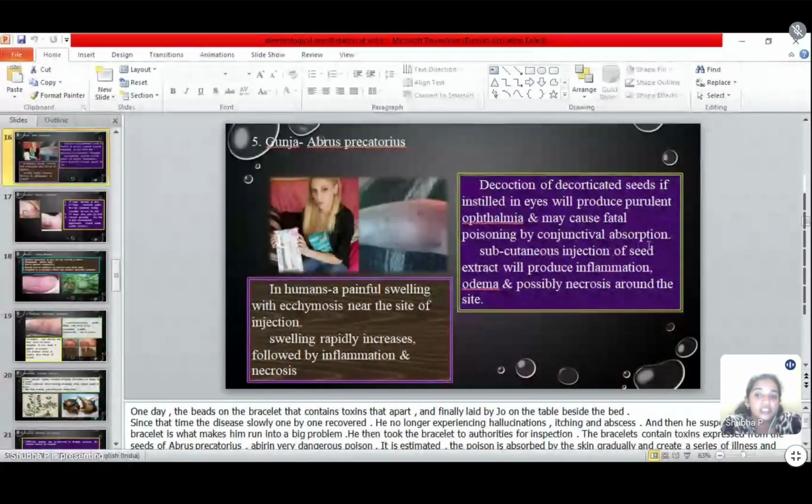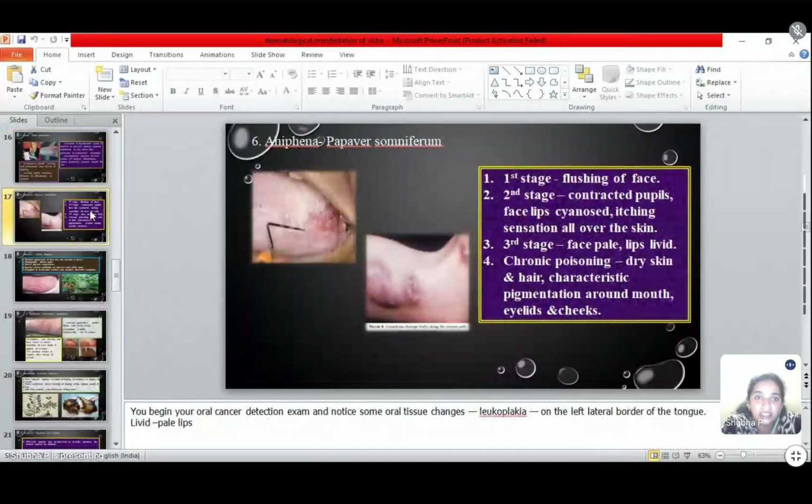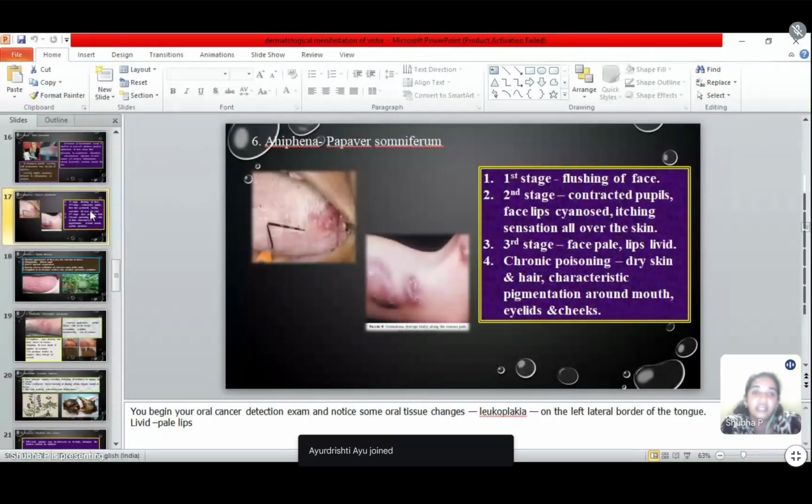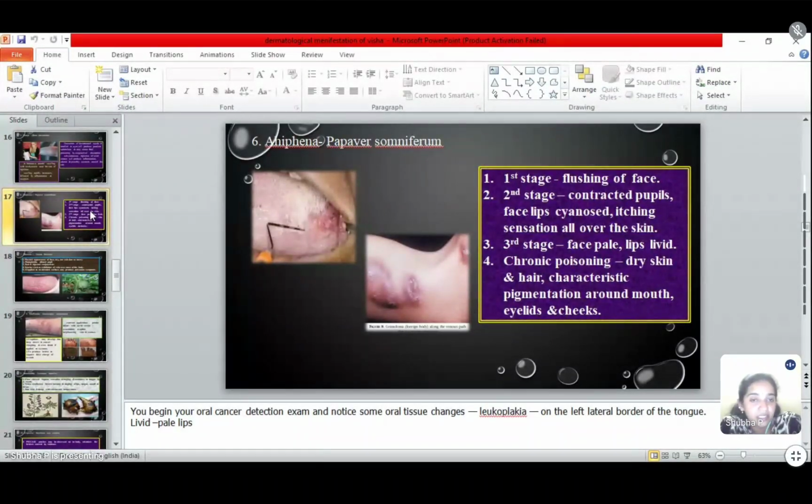Now, subcutaneous injections of the seed extract have produced inflammation, edema, and possibly necrosis around the site. This is the case where you can see necrosis of the tissue around the site of injection. Next, Ahifena. Ahifena is a drug which is used as a therapy. Ahifena, Sava, Adi medications you might have heard of, which are prescribed therapeutically, and this is also a common drug of abuse.